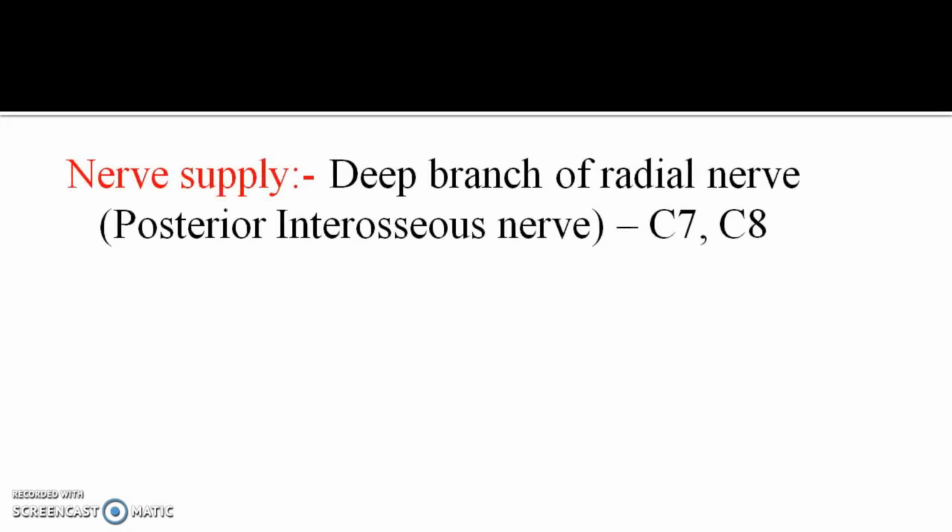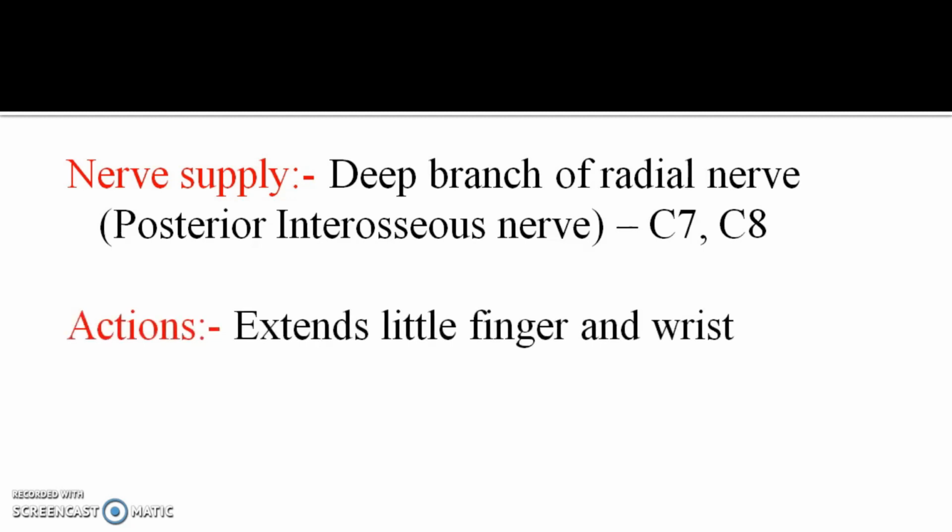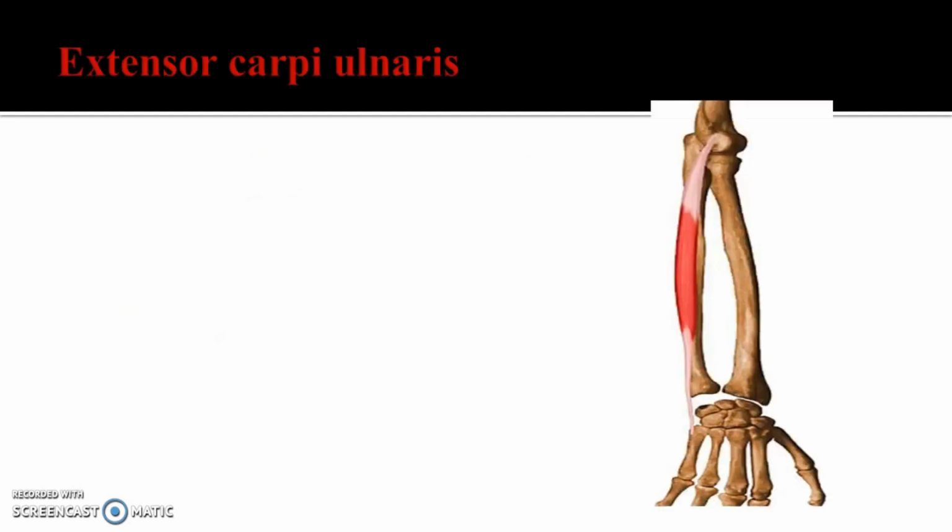Now we will move on to its nerve supply. The nerve supply is the branch of radial nerve, posterior interosseous nerve, carrying C7 and C8 fibers. The action of this muscle is extension of the little finger and the wrist joint.